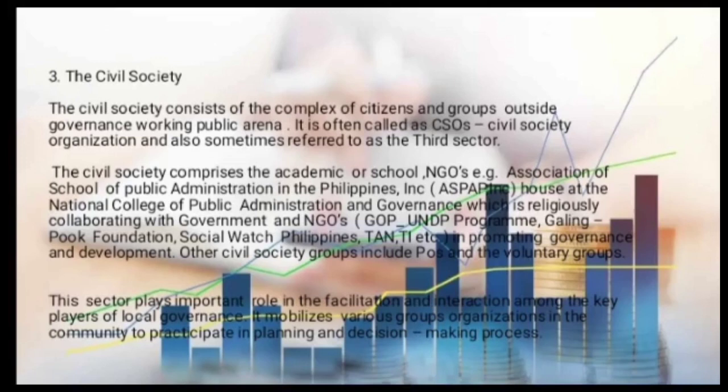Other civil society groupings include the youth and voluntary groups. This sector plays an important role in the facilitation and interaction among the key players of local governance. Example: a group of environment activists working together to address climate change. Let's call them Green Earth Advocates.